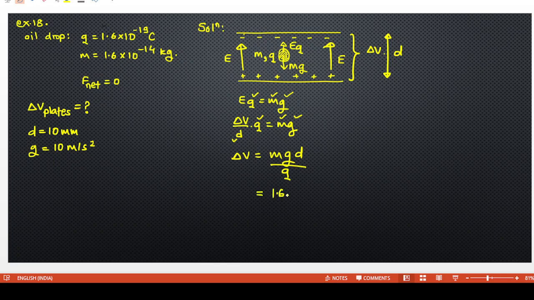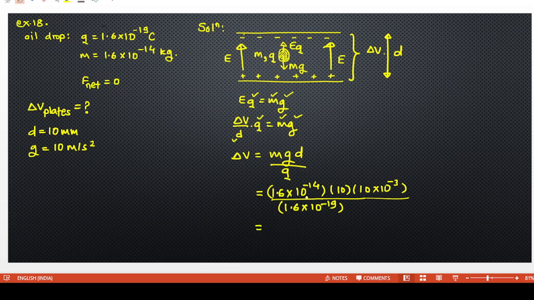Mass is 1.6 into 10 raised to minus 14. Value of g is 10. Separation d is 10 millimeter. So whenever you do replacement, put the bracket. See, I am doing replacements, putting brackets. Charge is 1.6 into 10 raised to minus 19.